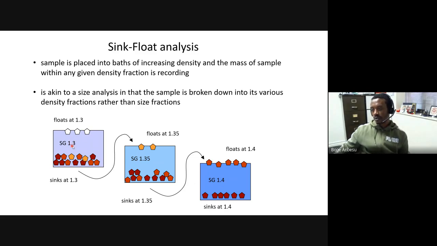So the floats here are because they're lighter than 1.3. The sink here is because particles are denser than 1.3. Okay, and then when I take this one and put it through here, I'm expecting some particles have density between 1.3 and 1.35. That's why they float here. Okay, so again, when I put that one into 1.35, some particles float. That's taken, dried, and analyzed, and it can be expressed as a percentage of the overall floats. Okay, so this is what's going on.